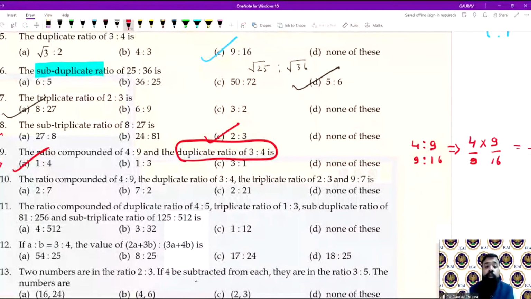So sometimes we have to be careful with the language. In this question number 9, the language was very important because we have to find the compound ratio using the duplicate ratio of 3:4. Okay.